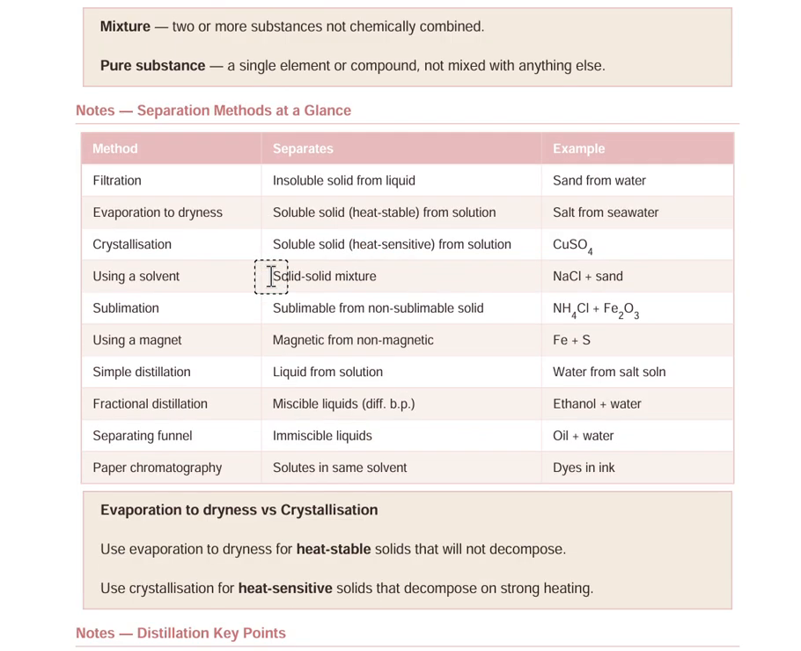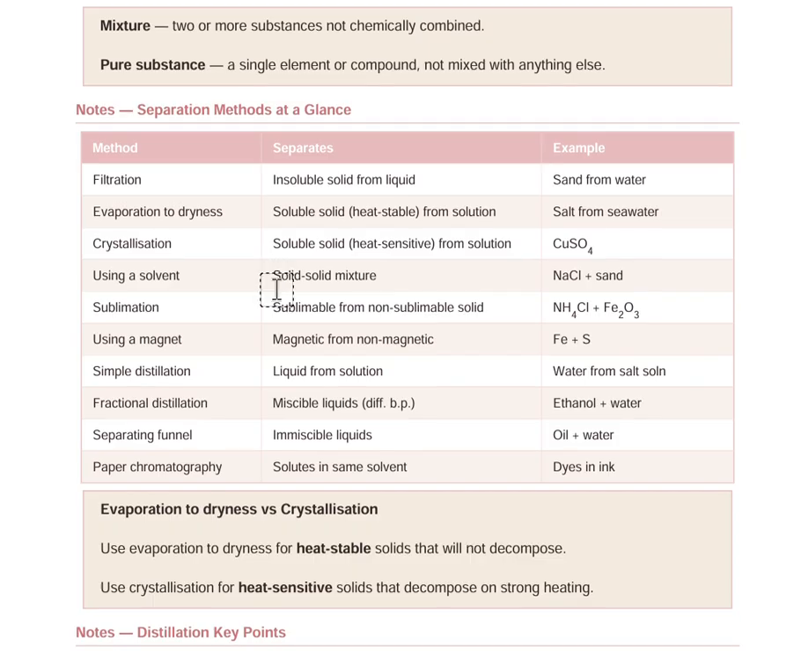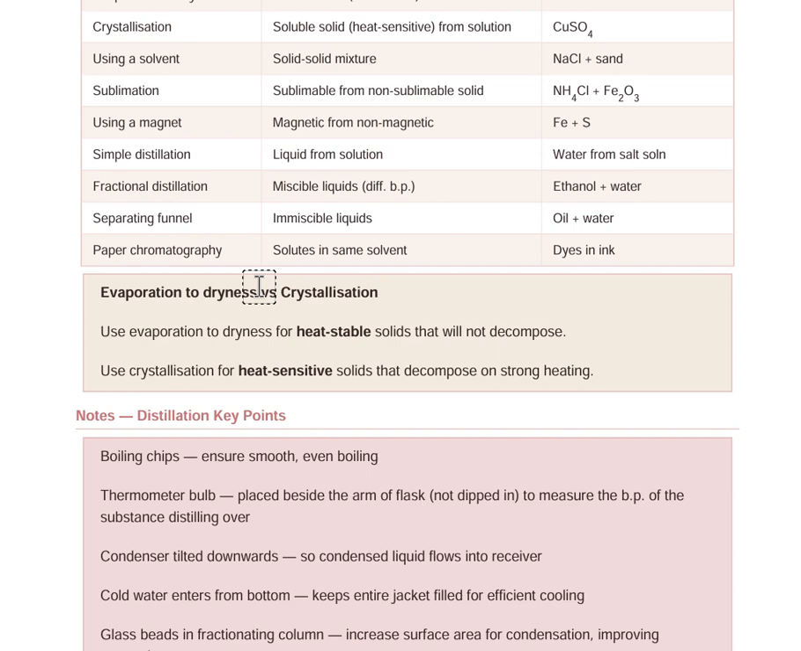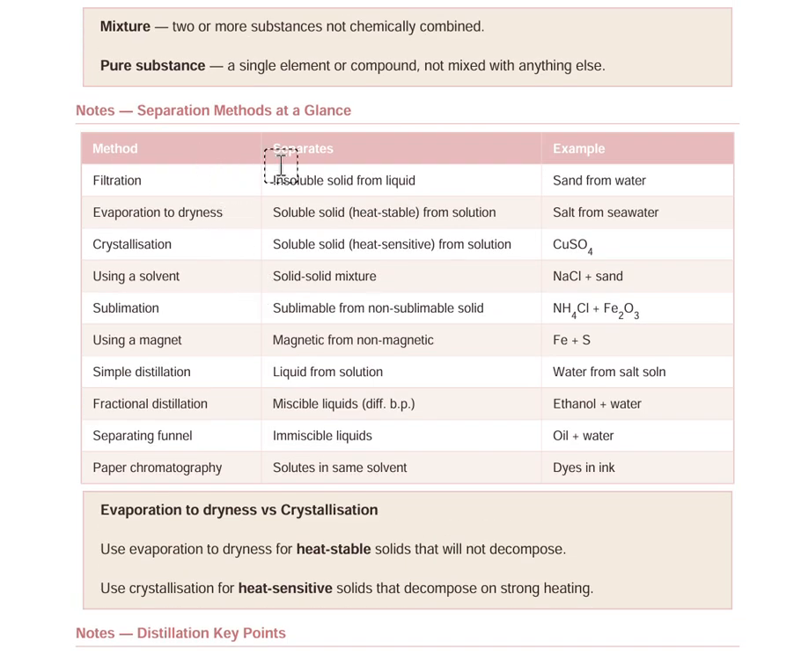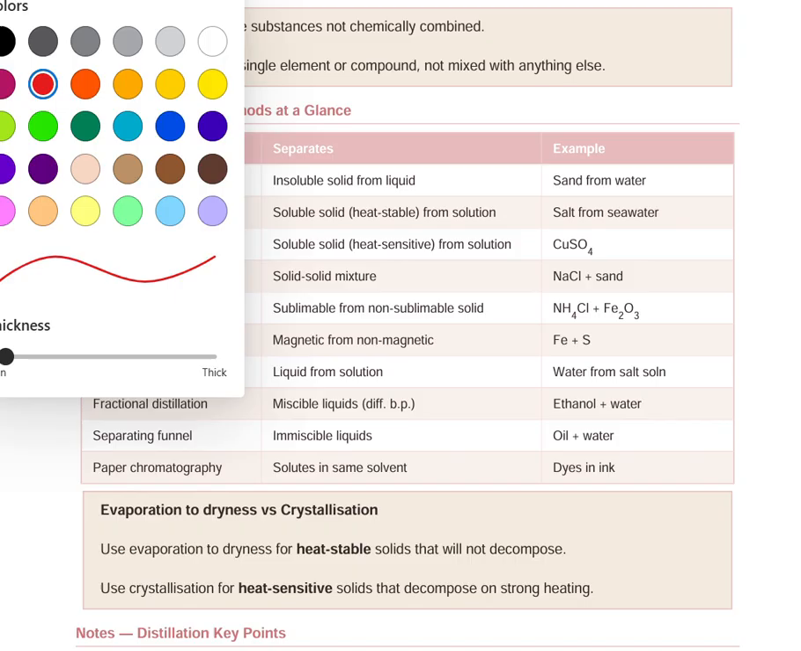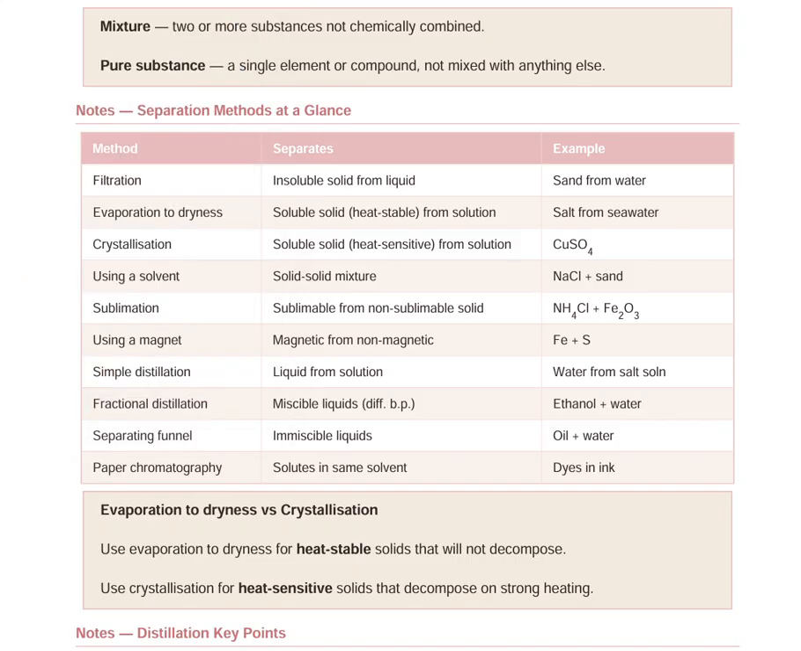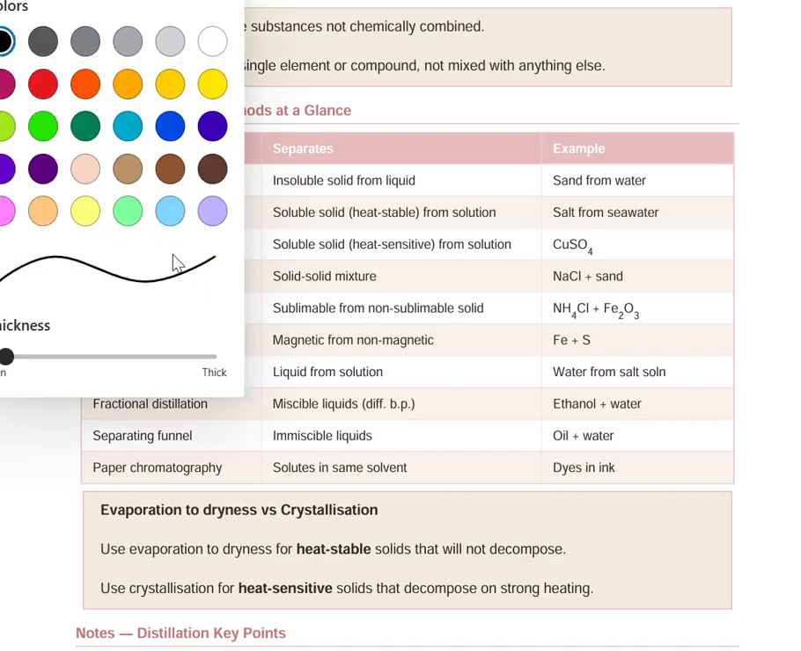Okay, next part, Part C. I hate this part, it's a lot of words. Let's do a read through first. A mixture is two or more substances that are not chemically combined, but a pure substance is a single substance. I think you already learned this in lower sec, but it's a bit of a recap.